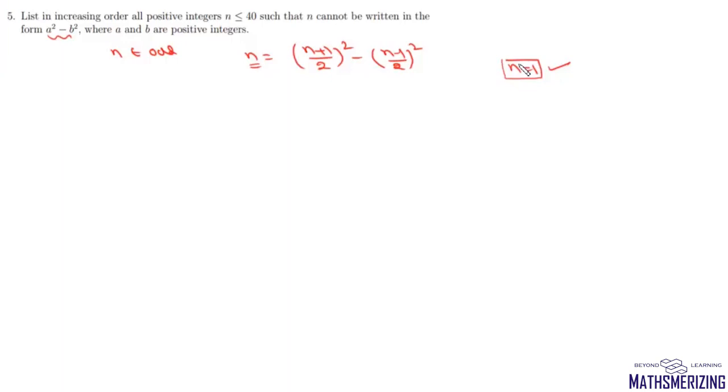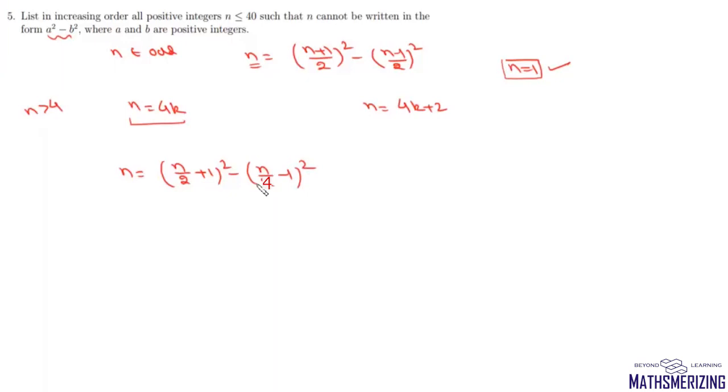Now if n is not odd, then n will be even. Now there are two kinds of even numbers: one which are of the form n equals 4k, and then the numbers which are of the form n equals 4k plus 2 when n is greater than 4. Now we know that if n is equal to 4k, then we can write n as (n by 4 plus 1) square minus (n by 4 minus 1) square.